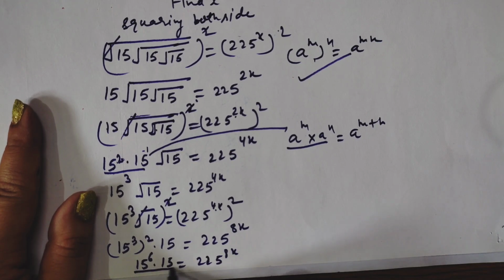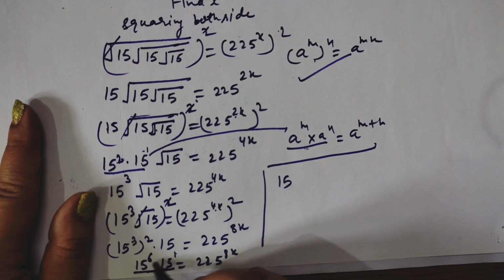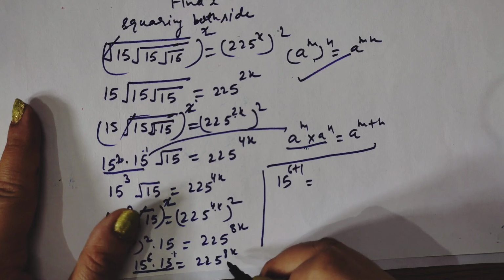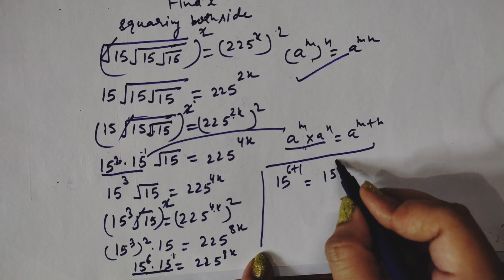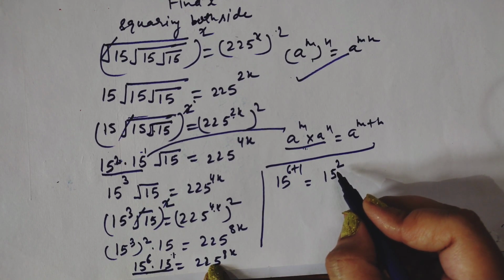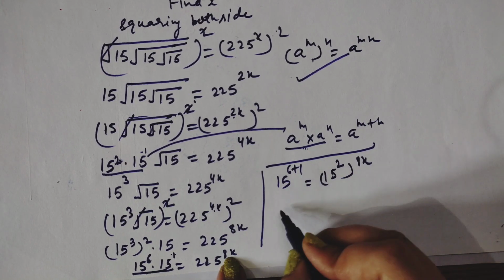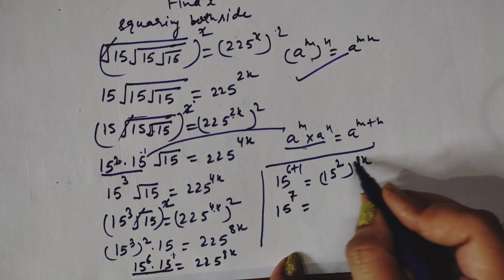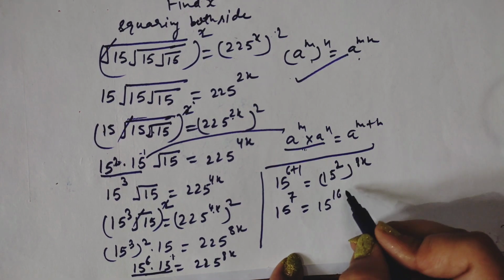Now you can see here the bases are the same, so we are using this law again. Here the power is 1, so 6 plus 1 is 7. So we will write 15 to the power 6 plus 1, which is 7. And this 225, everybody knows 225 is the square of 15. So instead of 225, we will write 15 squared, and the power is 8x. And this one, 6 plus 1 is 7, and here power to power again we will multiply by this rule: 2 times 8 is 16, and x is here.